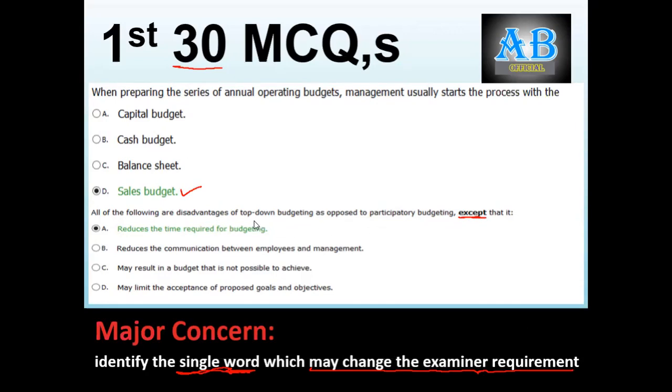So what the examiner is asking is to describe the advantage of top-down budgeting. The advantage of top-down budgeting is this: reduce the time required for budgeting. All these three are disadvantages. So this single word actually changed the requirement. In the sentence, he is giving you the indication that he is asking about disadvantages, but this word changed the requirement. The examiner is actually expecting you to discuss the advantage of top-down budgeting. Got it? So this is very important.